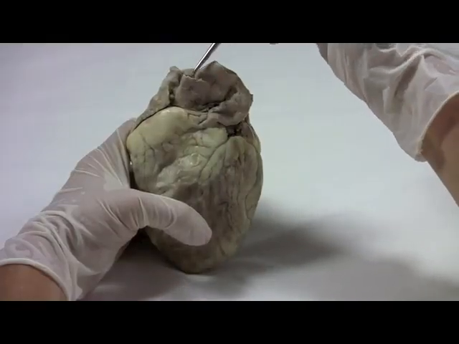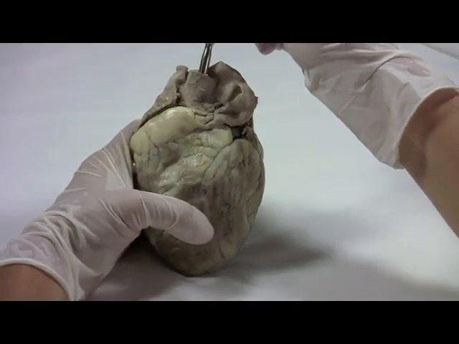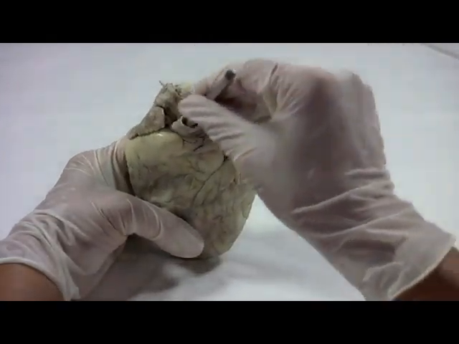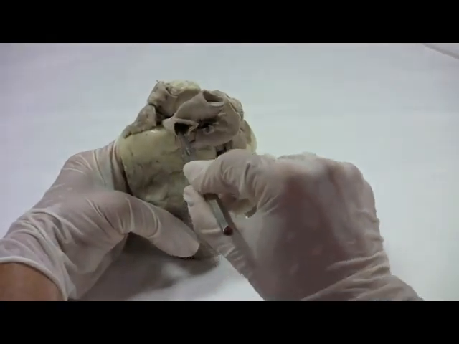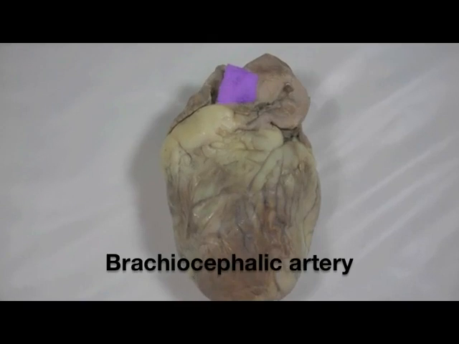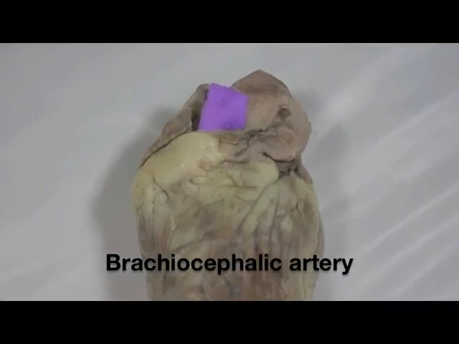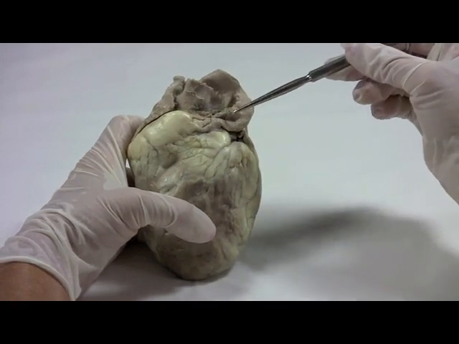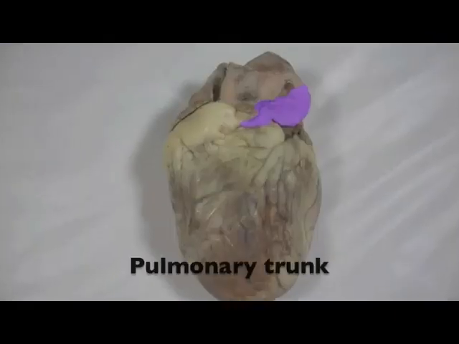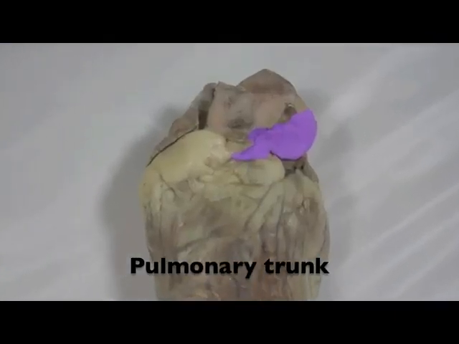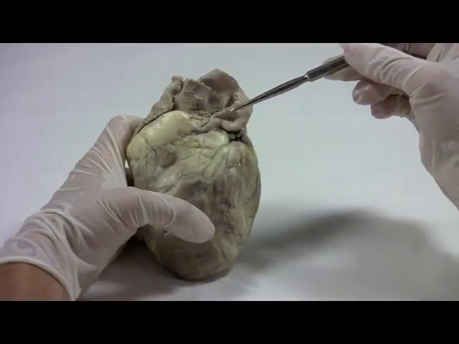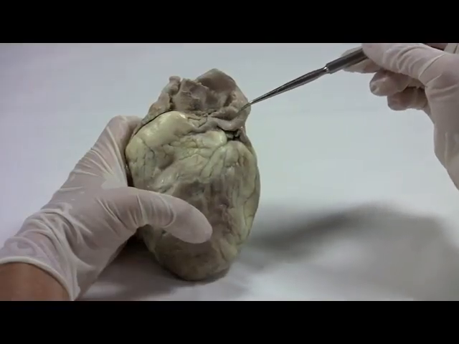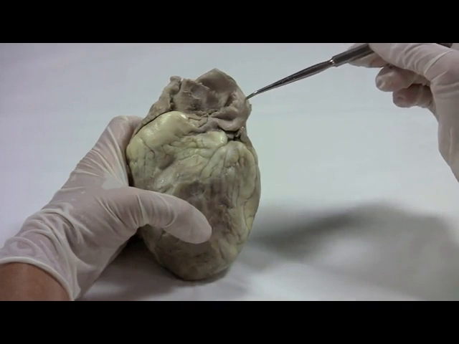And we can see the first branch off the arch of the aorta, the brachiocephalic artery. Right next to the aorta is the pulmonary trunk. The pulmonary trunk carries deoxygenated blood from the right ventricle out to the lungs.